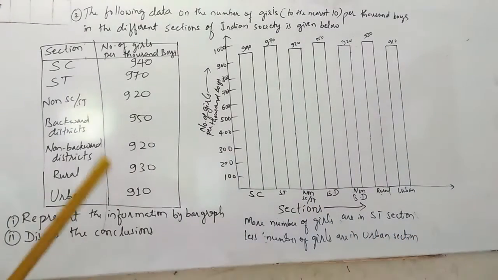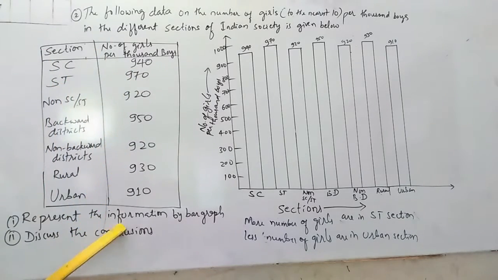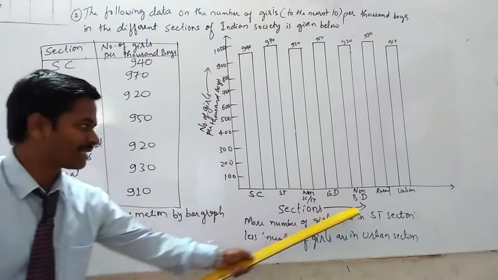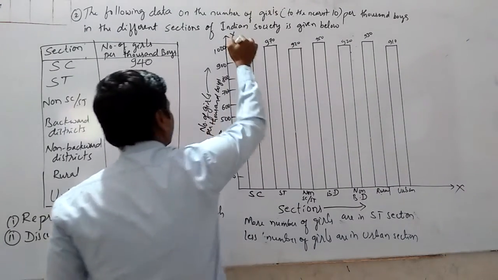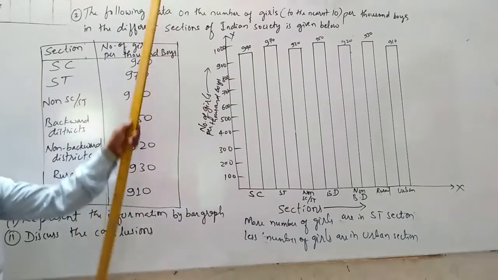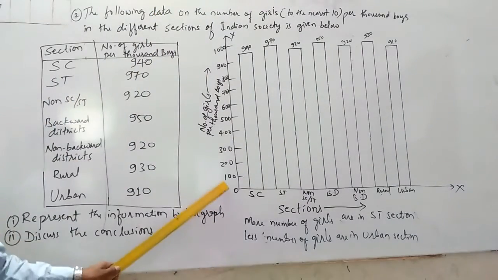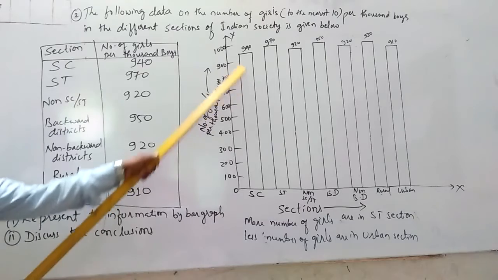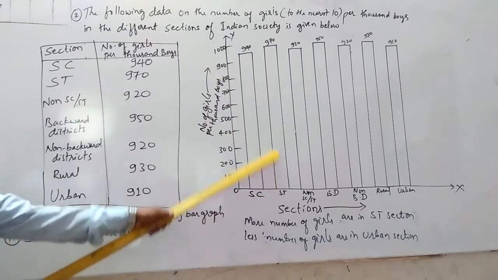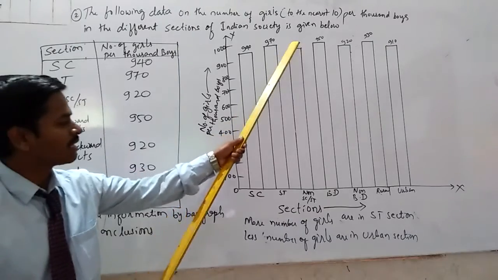First, what we did here: the sections are given, and the number of girls in each section is given. On the x-axis we took the sections, and on the y-axis the number of girls, from 0 to 1000. Each 1 centimeter equals 100 girls. Therefore, in the SC section 940 girls are there. In the ST section 970 girls are there. In the non-ST section 920 girls are there.